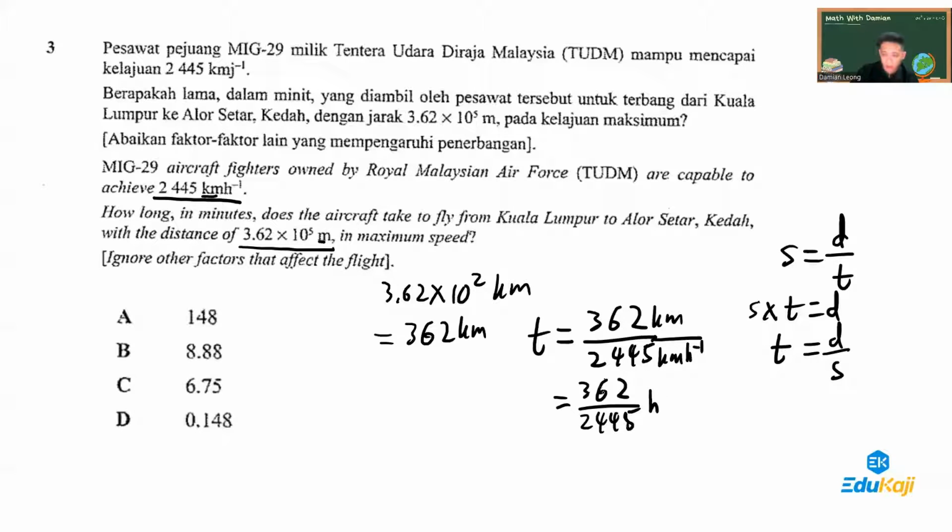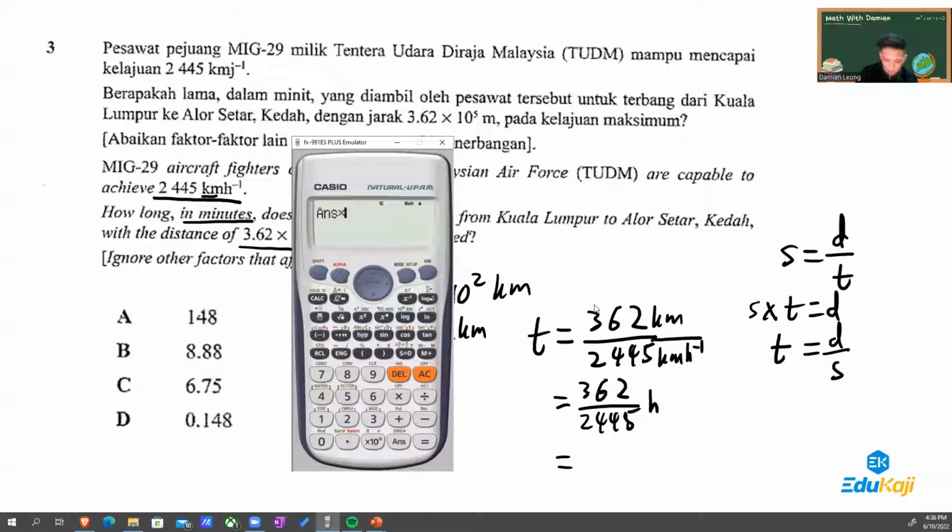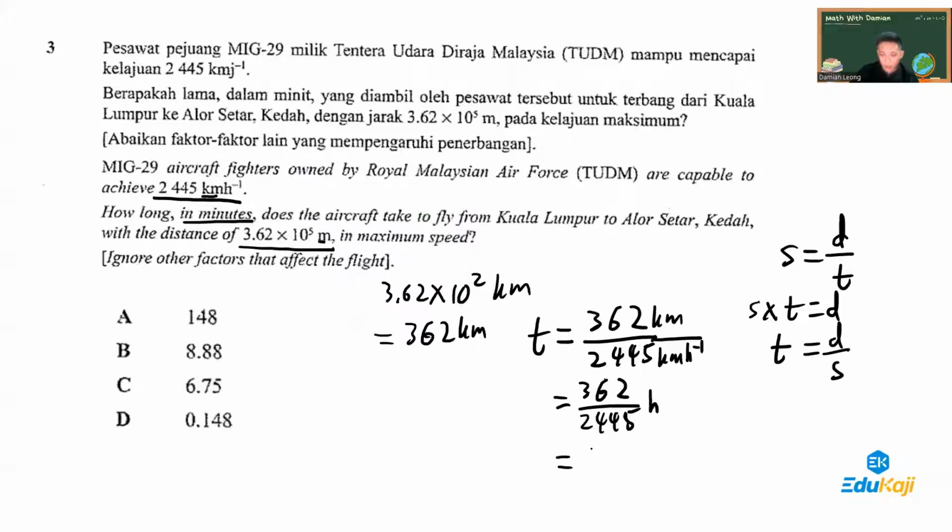This is in hours. So if I want it in minutes, as the question asks, you have to pay attention to the units. They want minutes here, which means I have to times 60. Then I put it in decimals, 8.88 minutes. Answer would be B. That's question 3 here.